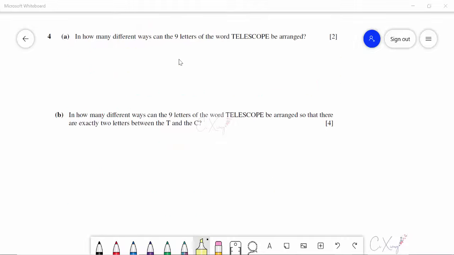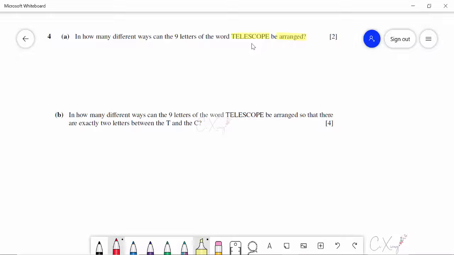Now we proceed to question number 4. Part A: in how many different ways can the 9 letters of the word telescope be arranged? Again, highlight the word arrange. Arrange means that it is related to permutation. For permutation, your steps might include something like nPr, and factorial signs and so on. You want to arrange the letters of telescope.